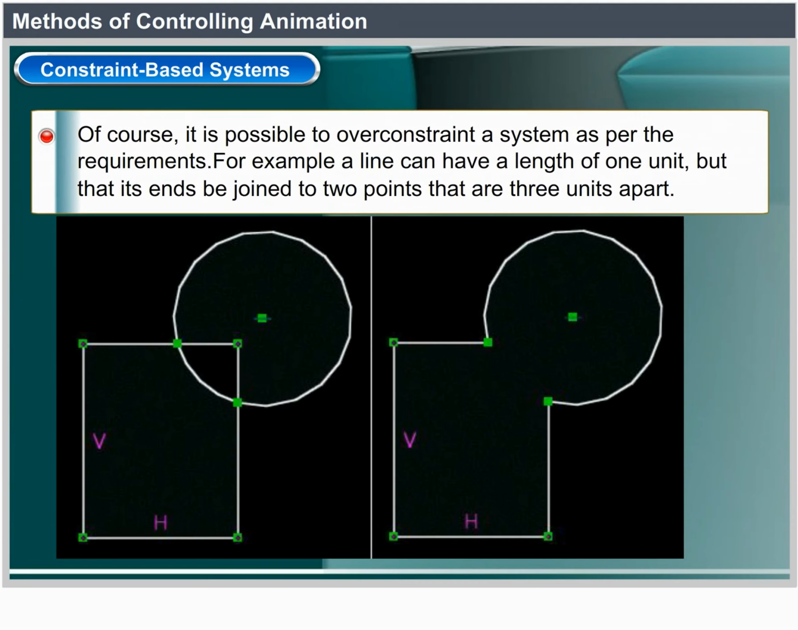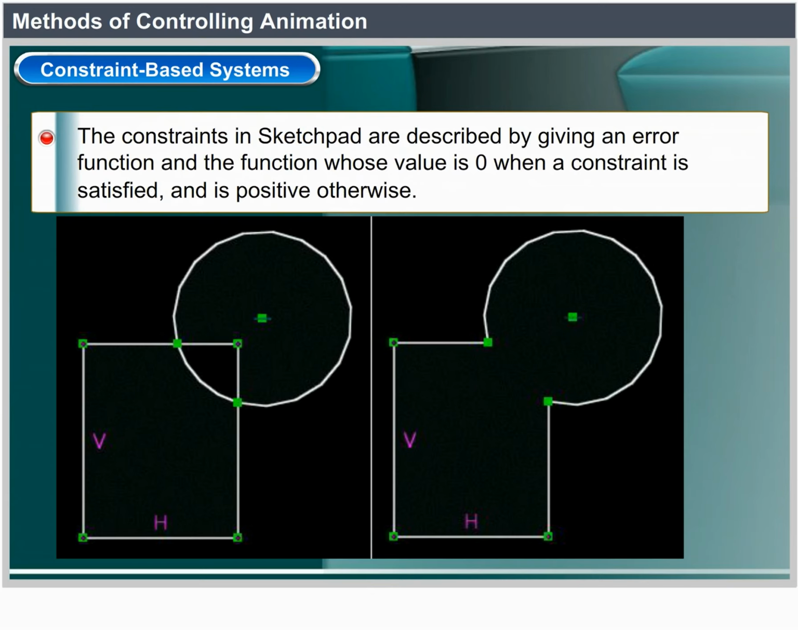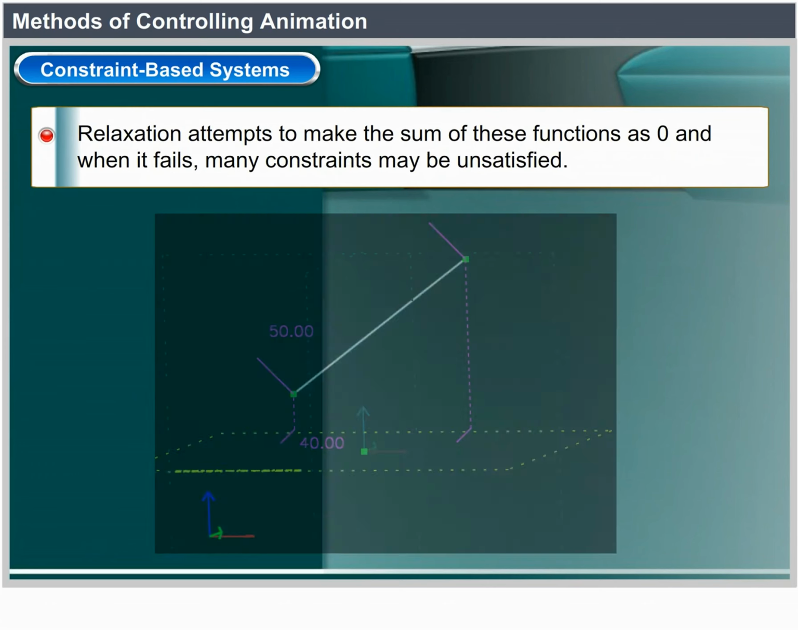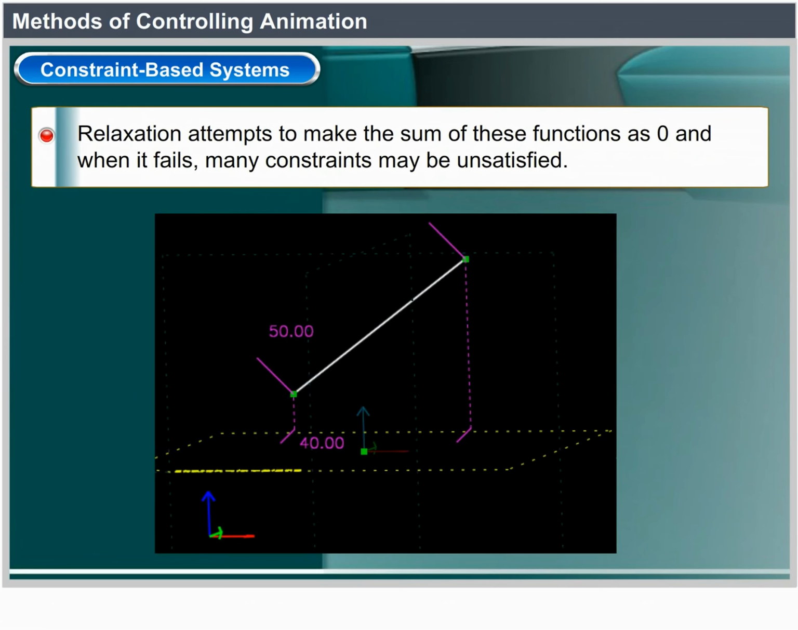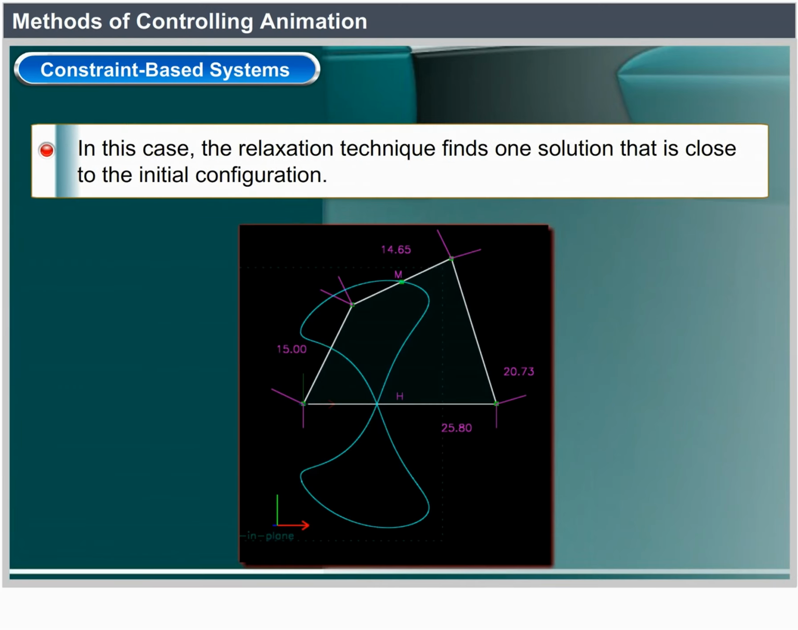Of course, it is possible to over-constrain a system by requiring, for example, that a line have a length of 1 unit, but that its ends be joined to 2 points that are 3 units apart. The constraints in Sketchpad are described by giving an error function, a function whose value is 0 when a constraint is satisfied and is positive otherwise. Relaxation attempts to make the sum of these functions 0. When it fails, many constraints may be unsatisfied. Similarly, a system may be under-constrained and have many solutions that satisfy all the constraints. In this case, the relaxation technique finds one solution that is close to the initial configuration.